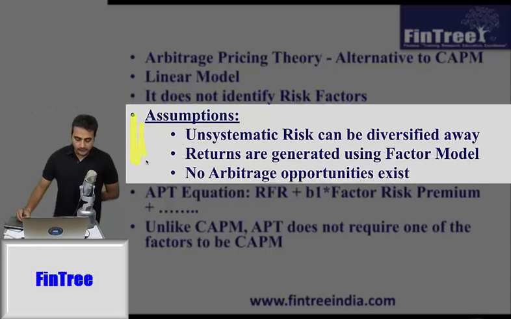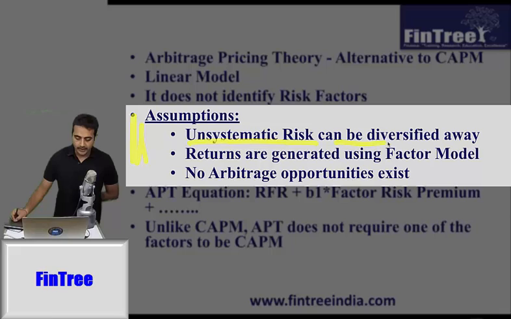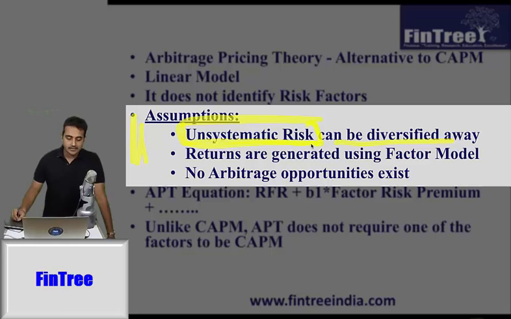Some of the assumptions here. Number one, unsystematic risk can be diversified away. What is unsystematic? A stock specific risk. So it says that unsystematic risk is diversified away, and since it can be diversified, an investor should not be compensated for taking unsystematic risk.